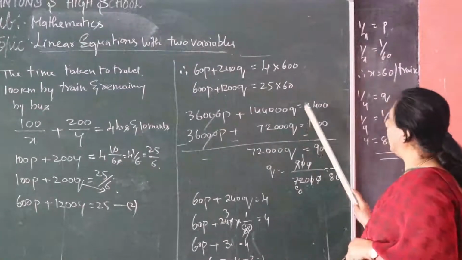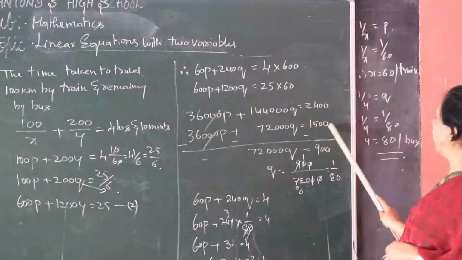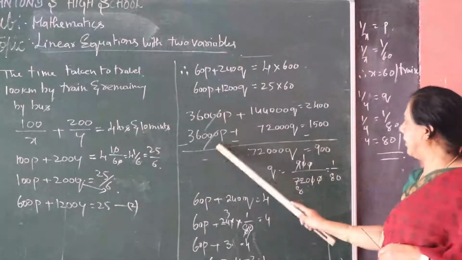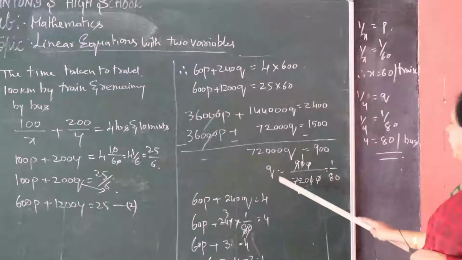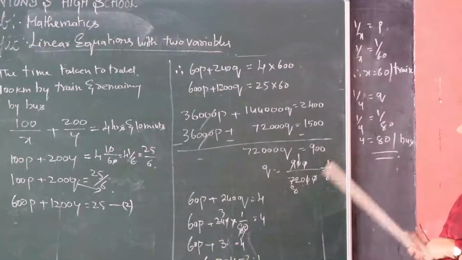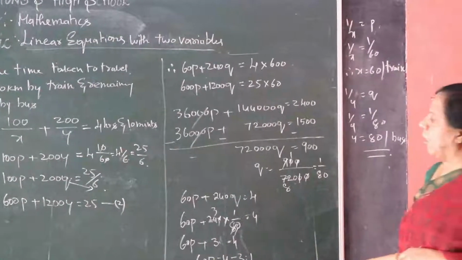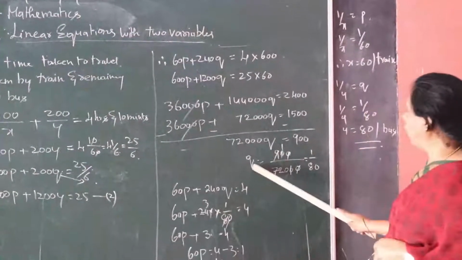Then 60 into 1,200, 72,000q is equal to 60 into 25, 1,500. Change the sign, cancel it. You are getting the value of q as 1 by 80. Then the q value you got it.